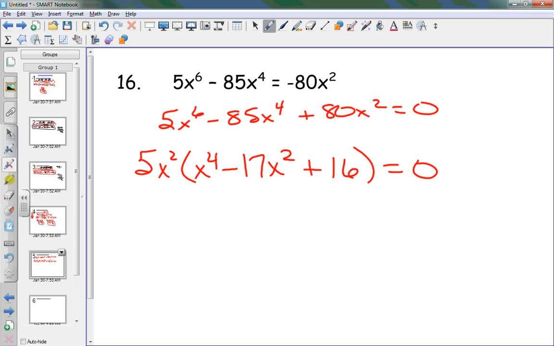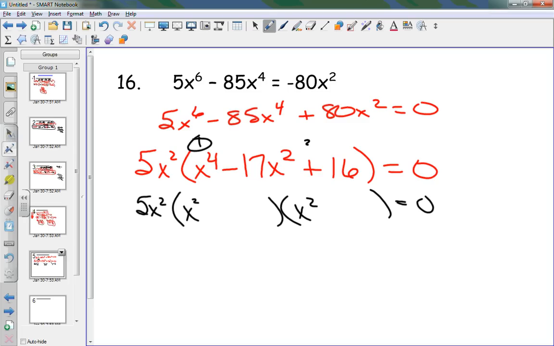5 times 17 is 85, then that's 5 less, so it's going to be 5 times 16, right? Now you have to get the same signs. I need to factor this into 2 binomials. So I have 5x squared, put it into 2 binomials here. I need to break down x to the 4th: x squared, x squared. I need to have a positive and I need a negative 17.